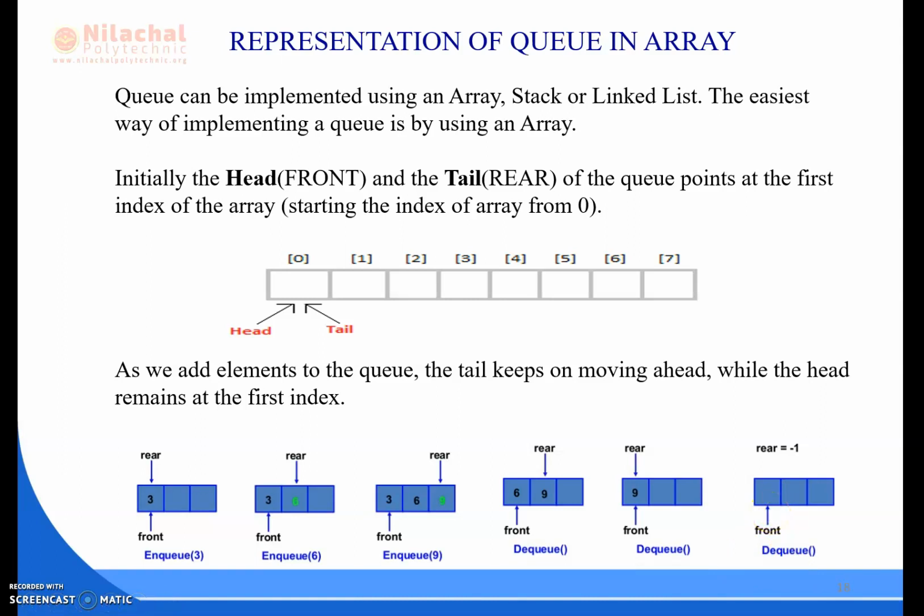Then it is also removed from the front part, and now when there is no element present in the queue, the rear will be -1. So if we see rear position as -1, that means the queue is empty. This is how the queue is represented in an array, and how enqueue and dequeue operations are done on the queue.